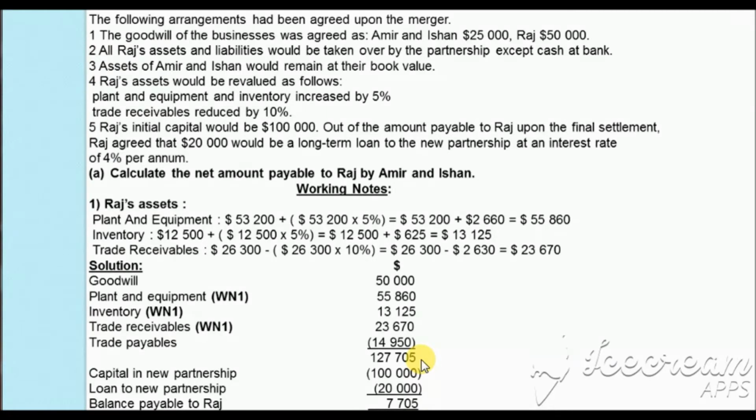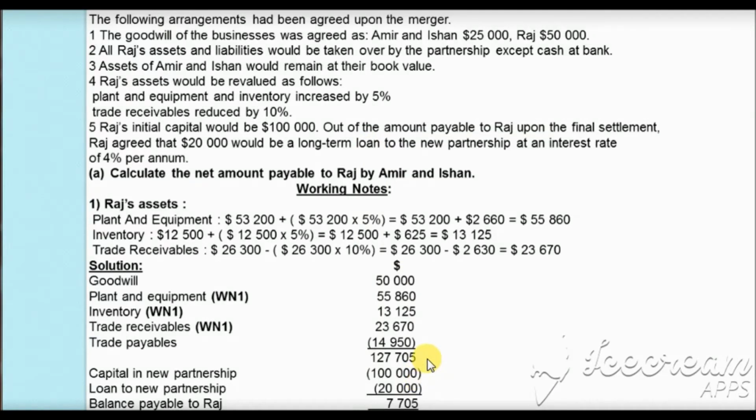This is the value at which Raj's business is merged with Amir and Ishan's partnership firm. So this is the amount which is due to be paid to Raj. However, from this amount, when they form the new partnership, Raj has to contribute a capital of $100,000. So to maintain this initial capital account amount of $100,000, we subtract this $100,000. We have one more thing here: Raj has agreed to give a long-term loan to the new partnership firm. As this amount is going to be retained in the partnership firm as a long-term loan, it has to be subtracted, and hence we have subtracted $20,000 here.